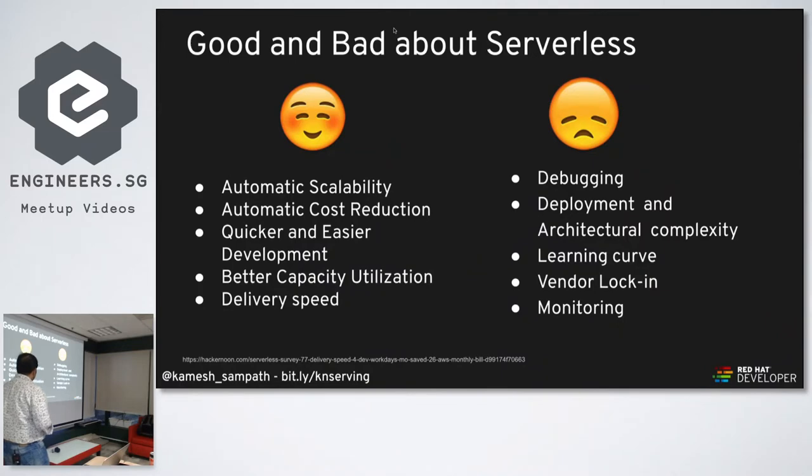Great, so this is something good and bad about serverless. I think probably the good one is delivery speed, quicker and easier development, automatic cost reduction, etc. The only thing is that it's still an emerging technology, so there might not be debugging tools, there might not be monitoring tools. Right now, if you want to put serverless into production, there are only two ways probably. One is AWS Lambda, otherwise I have to go to Azure Functions, right? There is no other way by which I can take these and deploy.